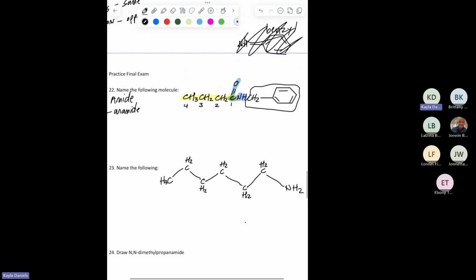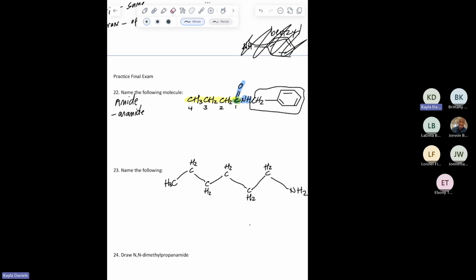So the gibberish I had from earlier here: when it is a branch right off of the nitrogen, it is not called a benzyl. It's called a phenyl. When you add a carbon to it, it's a benzyl.